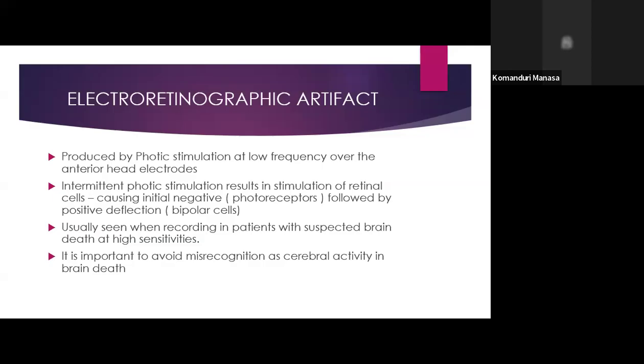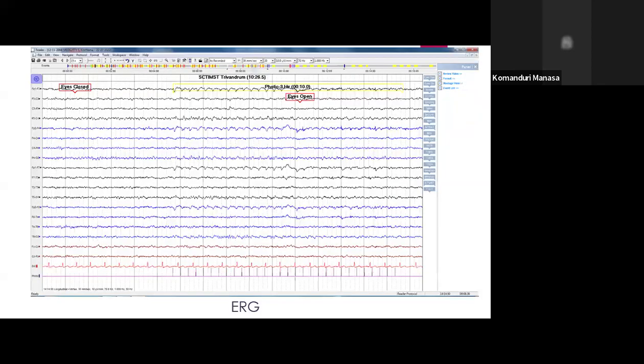The electroretinogram will have an A wave, which is a negative deflection, followed by a B wave, which is a prominent positive deflection. The A wave is because of the photoreceptors, and the bipolar cells cause the positive deflection. A similar kind of wave is seen in the EEG. This is important when recording EEG in patients with suspected brain death, where we use high sensitivities, to avoid misrecognition of this electroretinographic artifact as cerebral activity, particularly in a brain death individual.